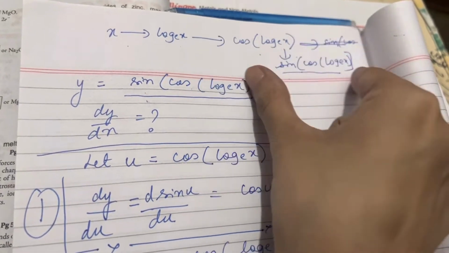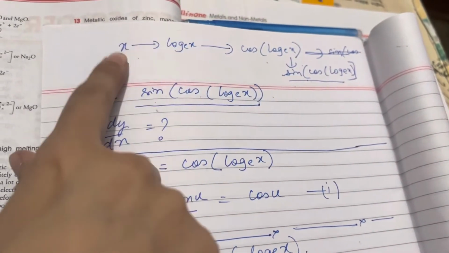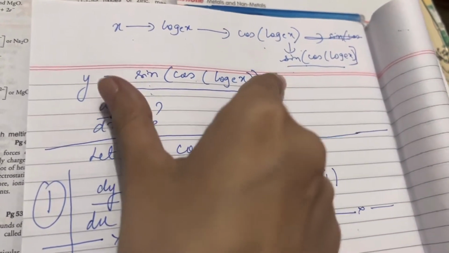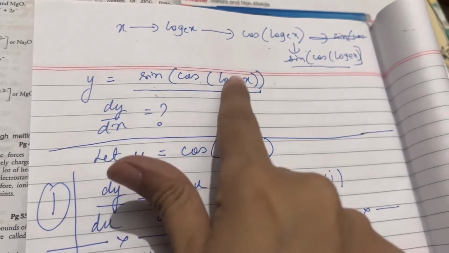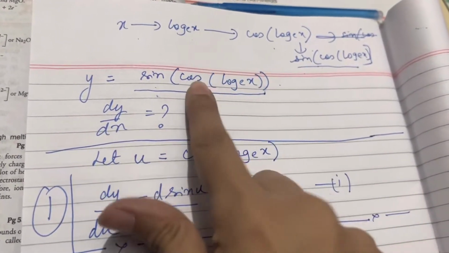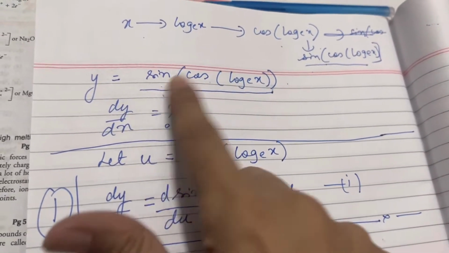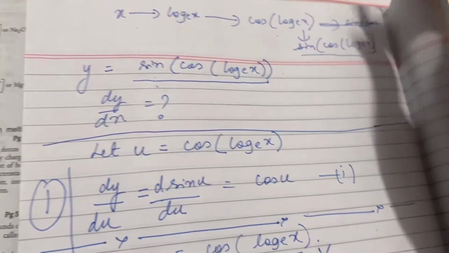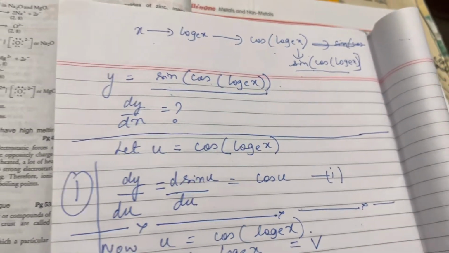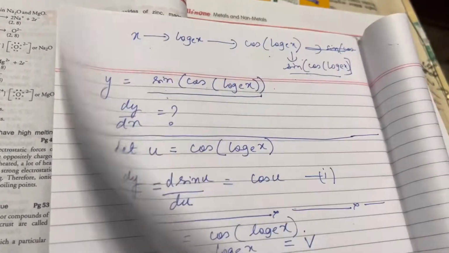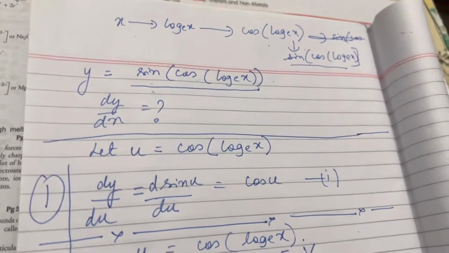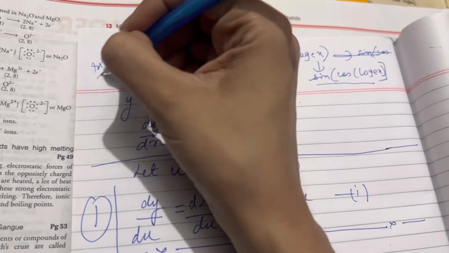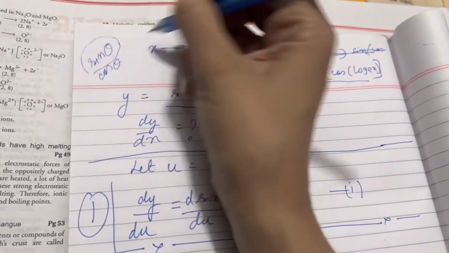Slowly, from here to here to here, we will get to x. Now this whole thing is y. So y is sine of what? This part. Now we know that the differentiation of sine x is cos x, but this is not x. This could be anything. But sine of anything: if it was, let's say, sine theta, then the derivative of sine theta would have been cos theta.